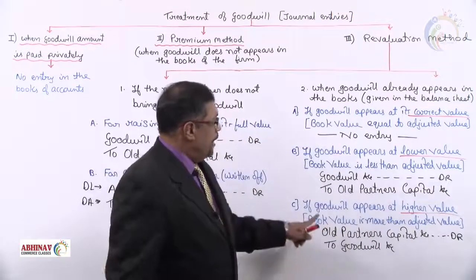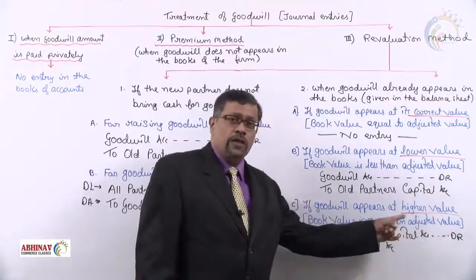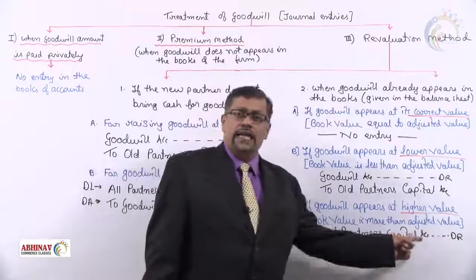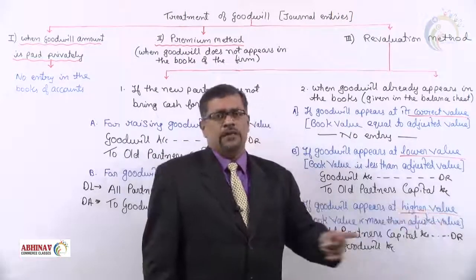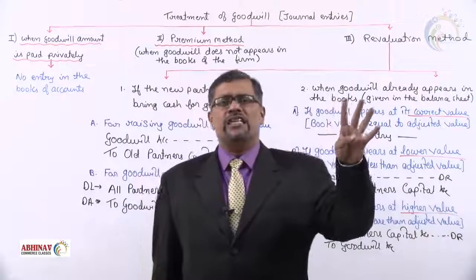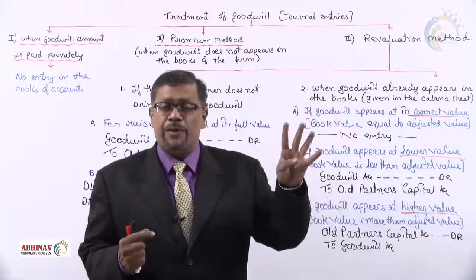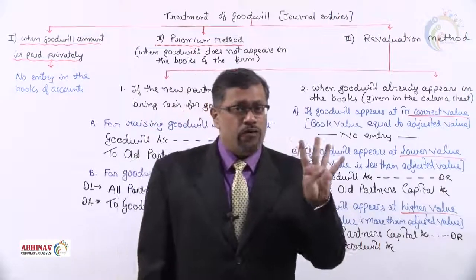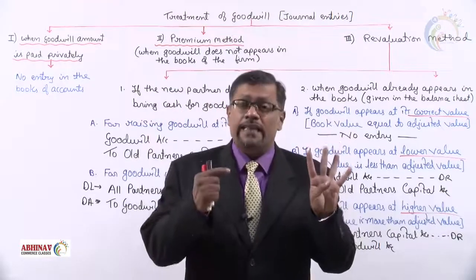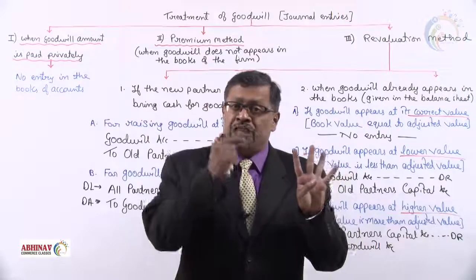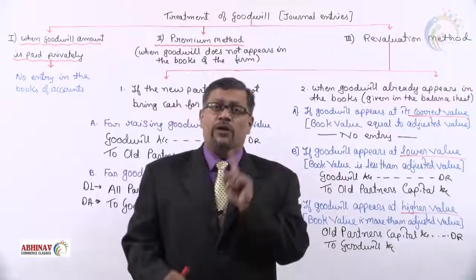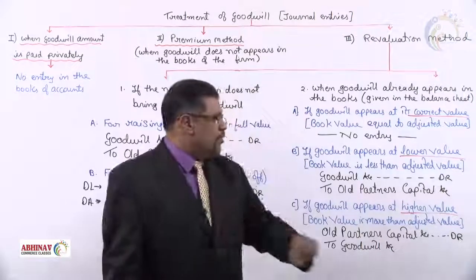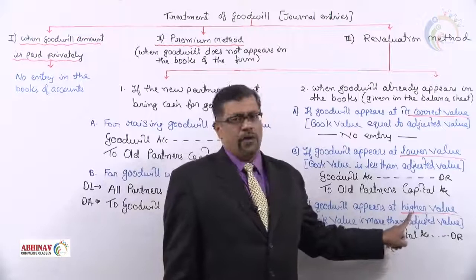Now, when it appears at higher value, what does goodwill appears at higher value mean? Book value is more than the adjusted value. For example, in the balance sheet, goodwill is 40,000. In the adjustment, goodwill is 25,000. Balance sheet goodwill, book value, 40. In the adjustment, 25,000. That means in the balance sheet the value of goodwill is more by 15,000. That 15,000 is called the higher value of goodwill.